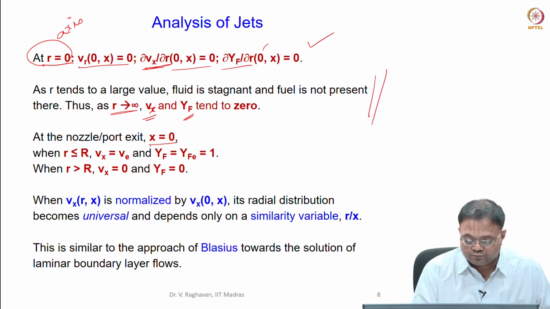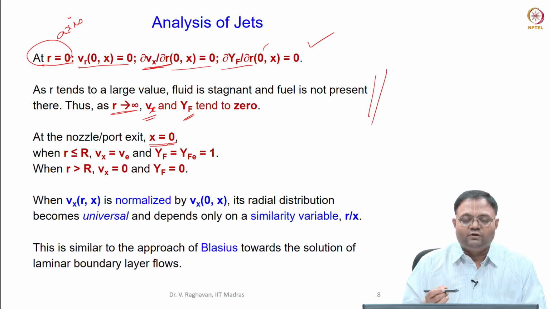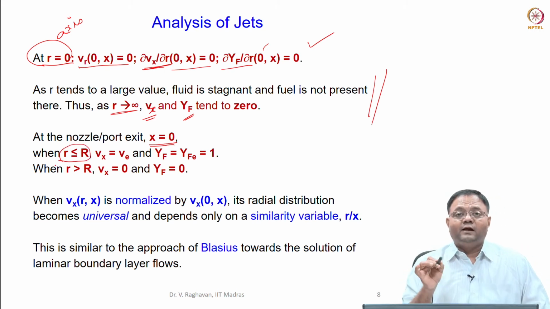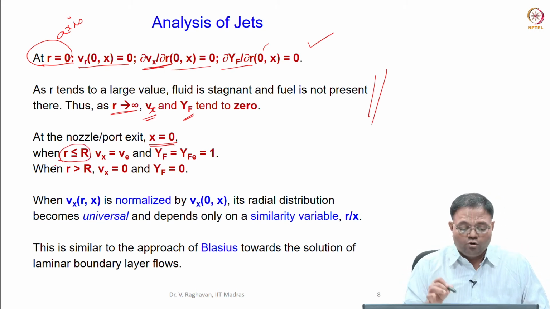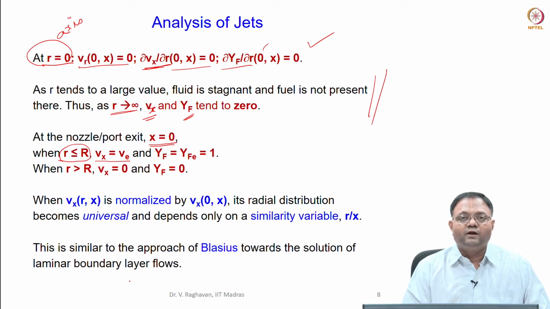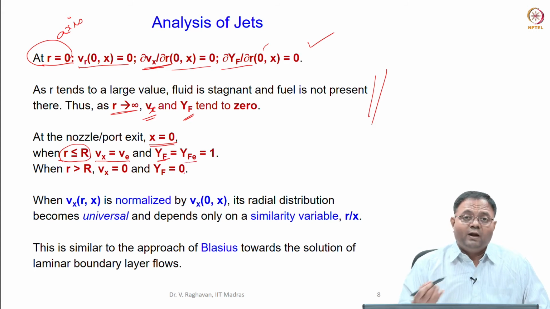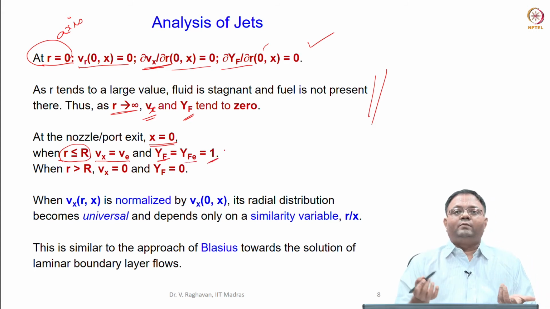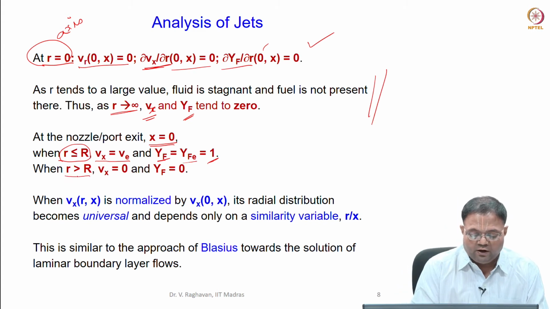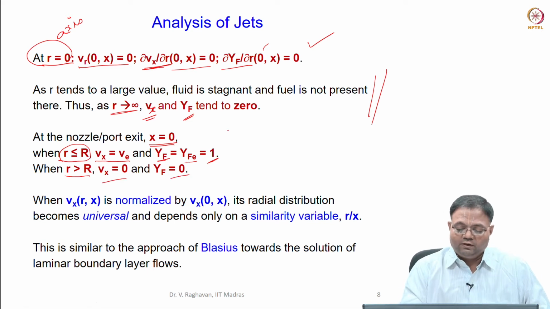Then at the exit of the nozzle or the port, there are boundary conditions which define the case when the radial distance is less than or equal to the radius of the port, that is small r less than or equal to capital R, where we know the average velocity. Vx is the average velocity getting out of the port. Similarly, Yf will be Yf at exit. It may not be 1, but in this case only fuel is coming out, so I am assuming it as 1, that is fine. Similarly, at x equal to 0, when r is greater than the radius of the port capital R, then these quantities are 0. So, these are the boundary conditions.